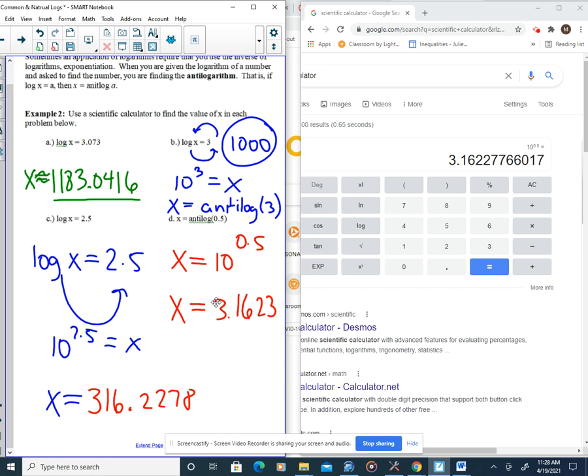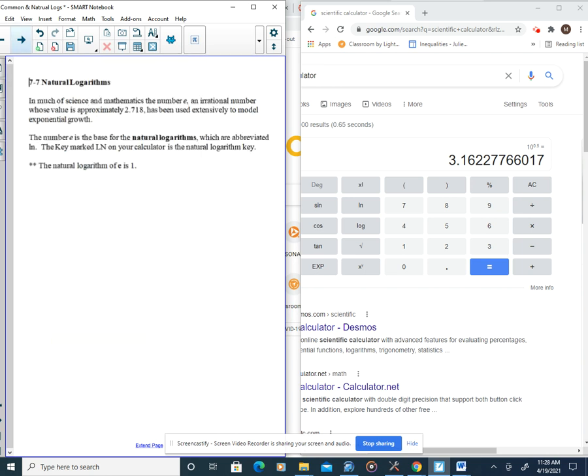And now we have the common logarithm. Now another really common logarithm that's used a lot, this is more used in the science. It's called the natural logarithm. Okay? So this says, in much of science and mathematics, the number e is an irrational number whose approximate value is 2.718. Okay? It's used to model exponential growth. So they probably was using this when they were tracking like the COVID cases.